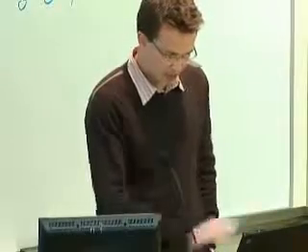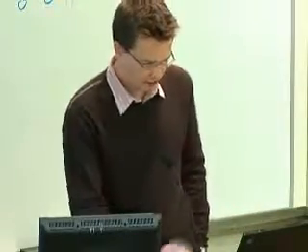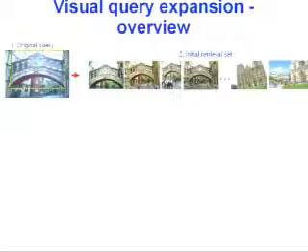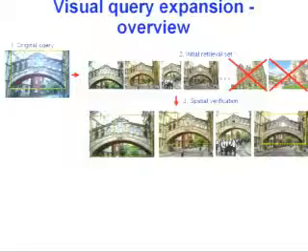So here's a visual example. We've got an original query on the left, and we perform retrieval without spatial verification to begin with, and we get some good results, highly ranked, but also a few false positives later on the list. Once we do spatial verification, we cut out those two false positives, and we've got a list of good results here.